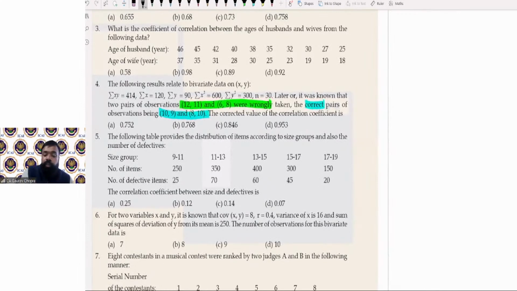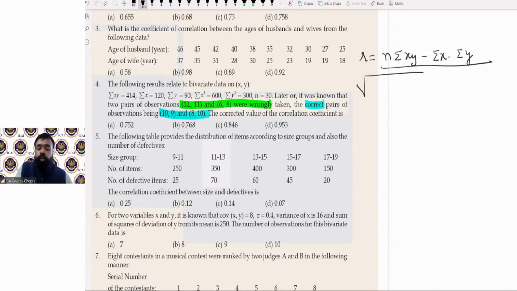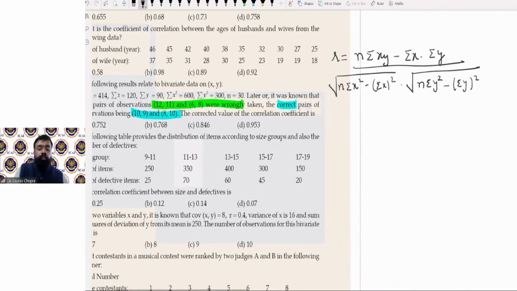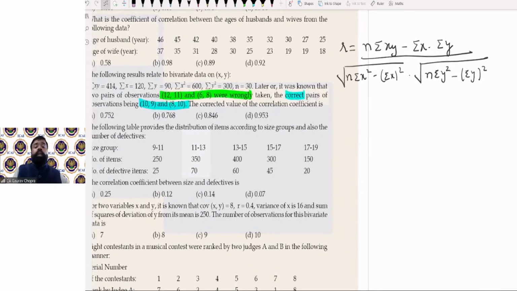Now see, the formula for the correlation coefficient is n sigma xy minus sigma x into sigma y, upon root n sigma x square minus sigma x whole square, multiplied by root n sigma y square minus sigma y whole square. This is the formula. Now all the values in this formula have to be corrected.